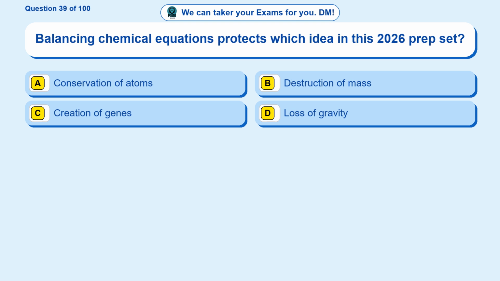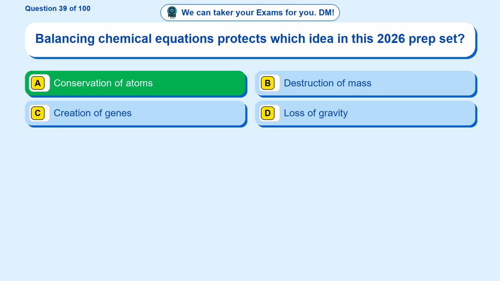Question 39. Balancing chemical equations protects which idea in this 2026 prep set? Option A, conservation of atoms. Option B, destruction of mass. Option C, creation of genes. Option D, loss of gravity. The correct answer is option A.